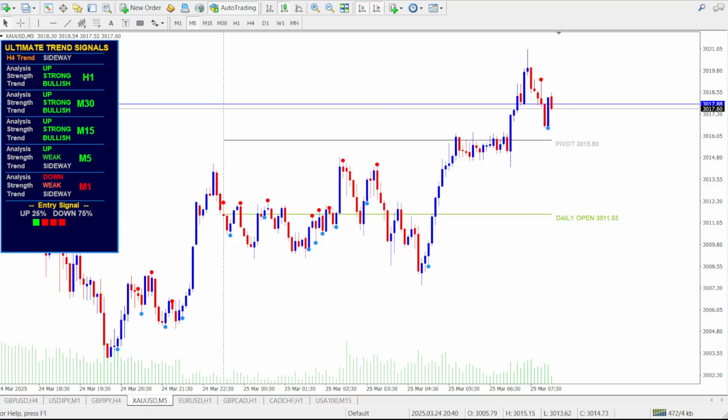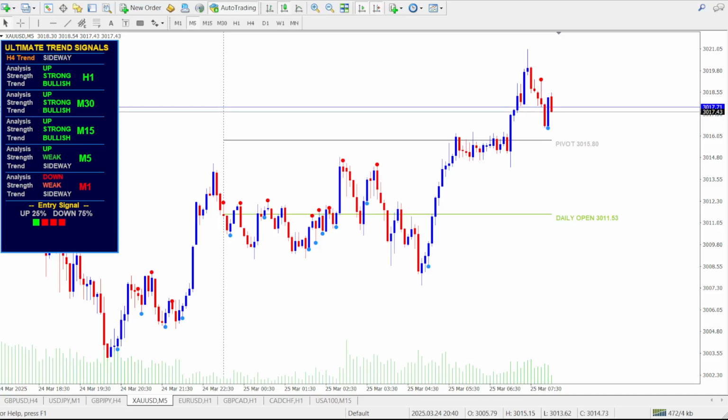Now let us quickly talk about how to trade using the Ultimate Trend Signals V2. For a buy trade, when a blue dot appears, it indicates a bullish trend. You can enter a buy trade and set your stop loss below the previous swing low. Then the best take profit level could be at the opposite signal.